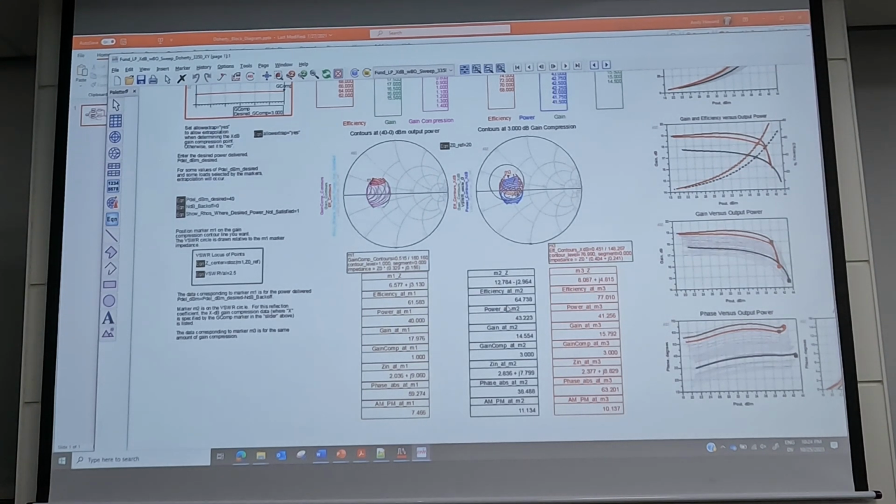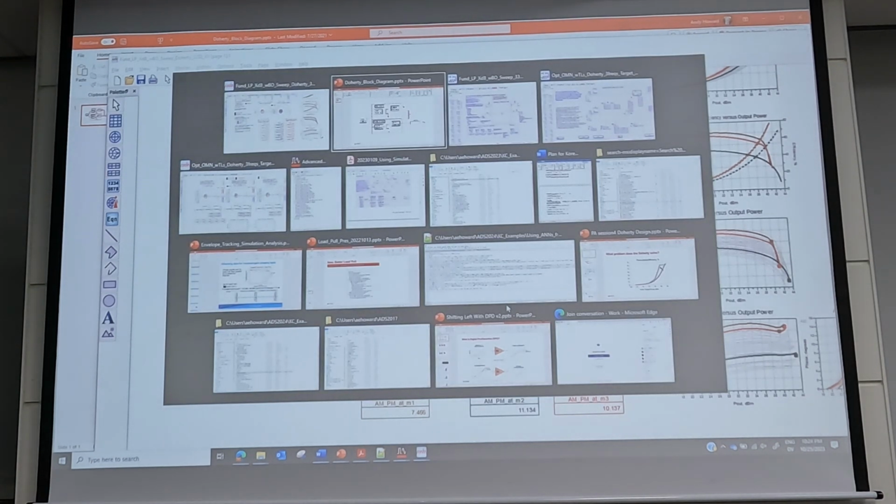Okay. I'm going to show this other workspace, which is a design flow. Let's find it.